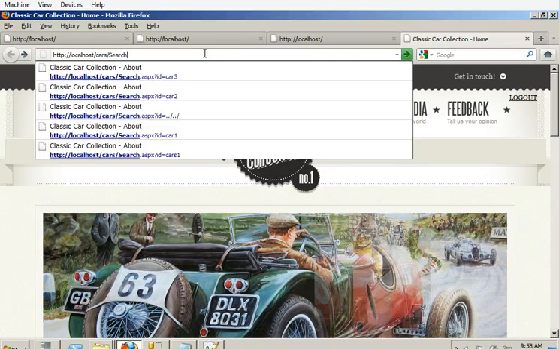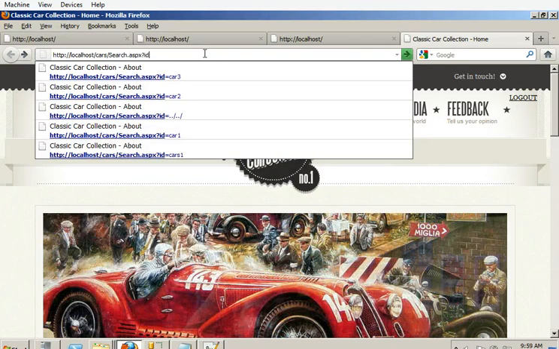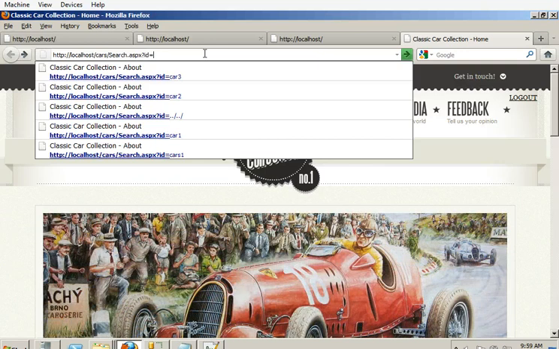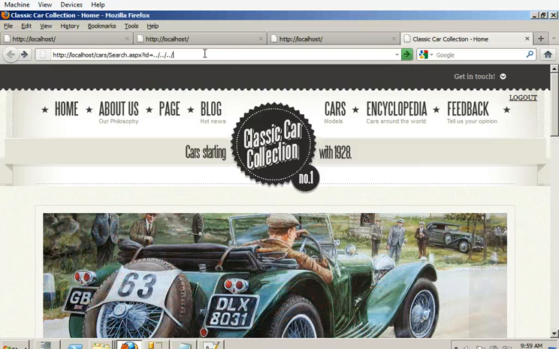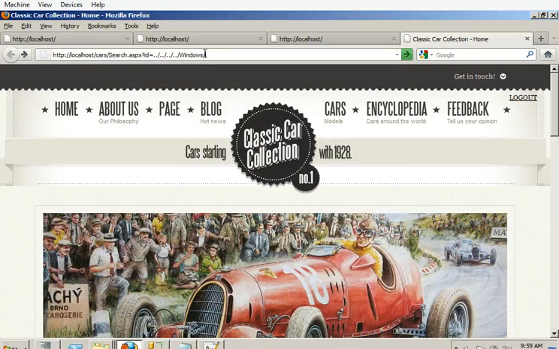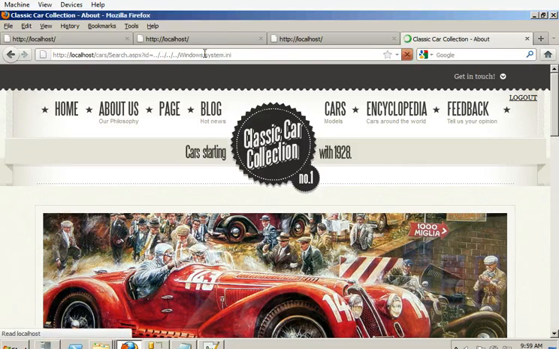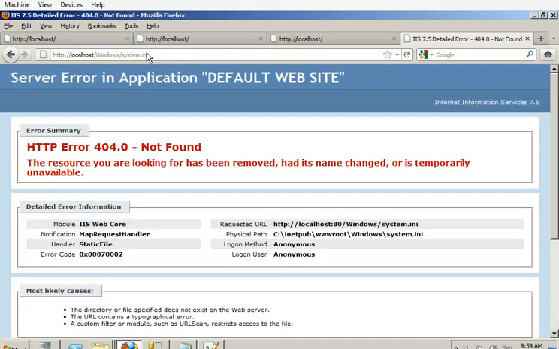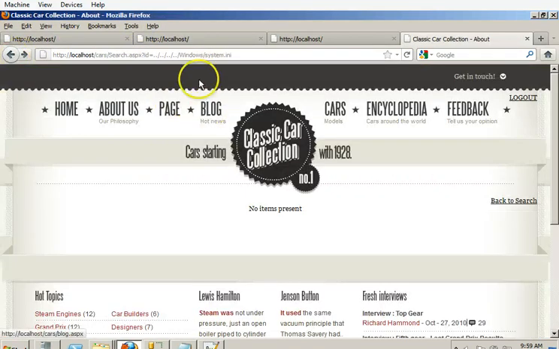So we know that there's a search.aspx that is looking for an ID equal, well, what if we did something like 1, 2, 3, 4, and then something like this, Windows system.ini. Anything come back there? No items present. So in that particular case, this search.aspx didn't do anything for us. So what are we doing wrong here? Is there anything? There's something that we're looking at that maybe we don't know what to see, or what are we doing wrong?